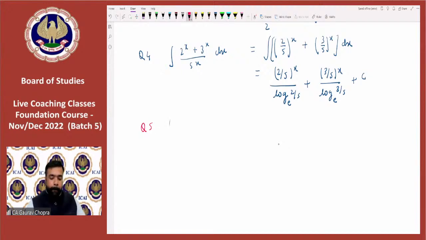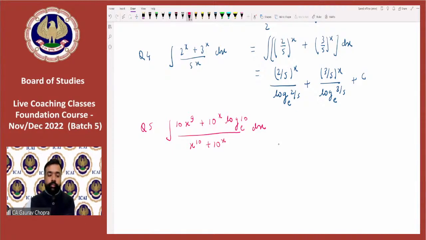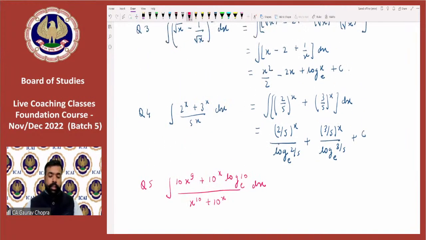Then the next one, 10 x to the power of 9 plus 10 to the power of x log of 10 base e divided by x to the power of 10 plus 10 to the power of x dx. So now try the fifth one. Try the fifth one. Till then, Saima is asking to explain the third one.